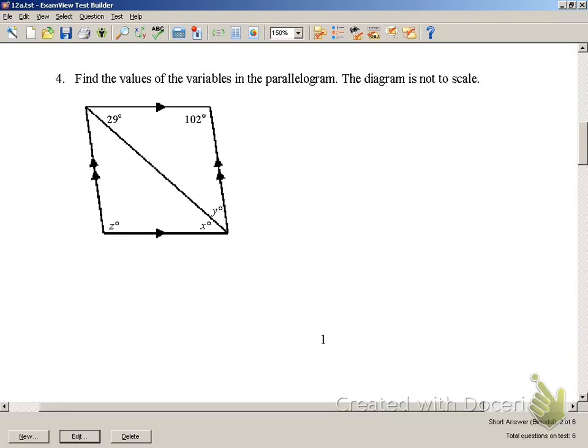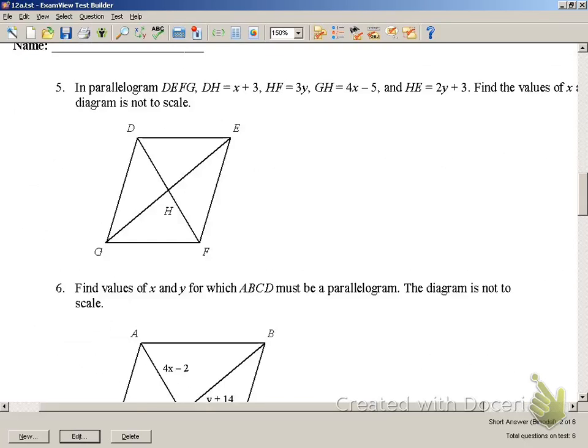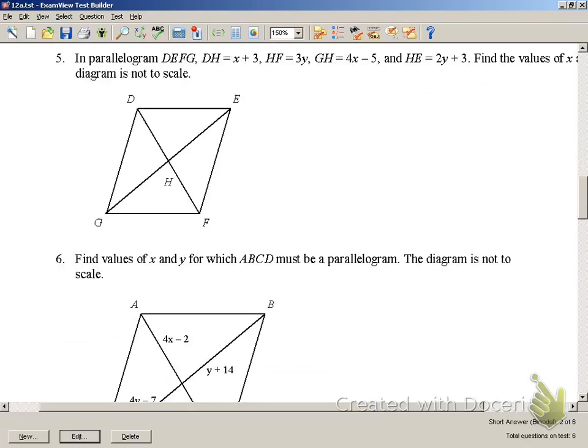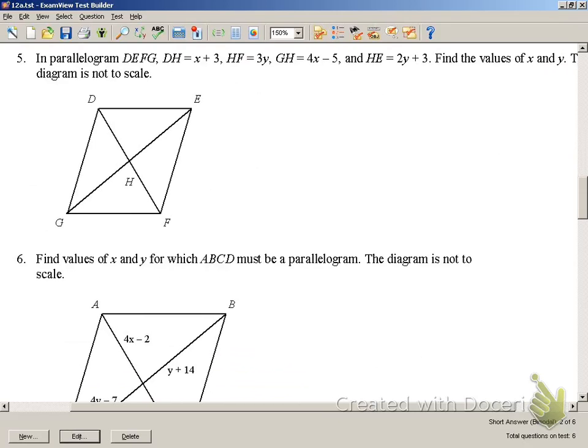All right, number 5 and number 6. Now just number 5 right now. In parallelogram DEFG, DH is equal to x plus 3. HF equals 3y.